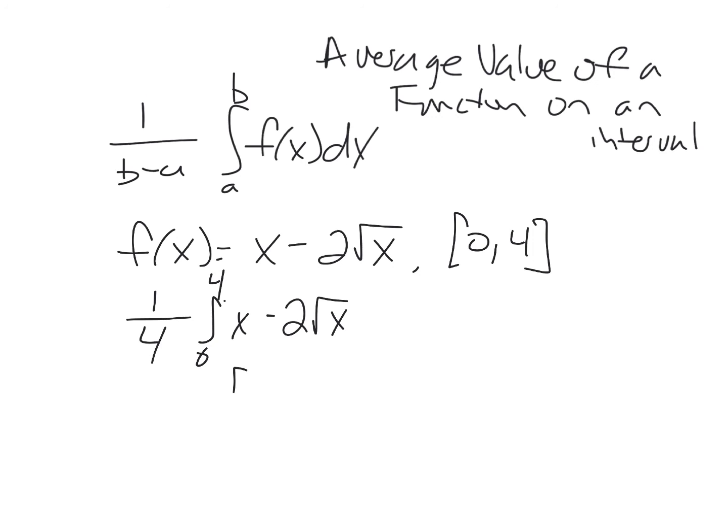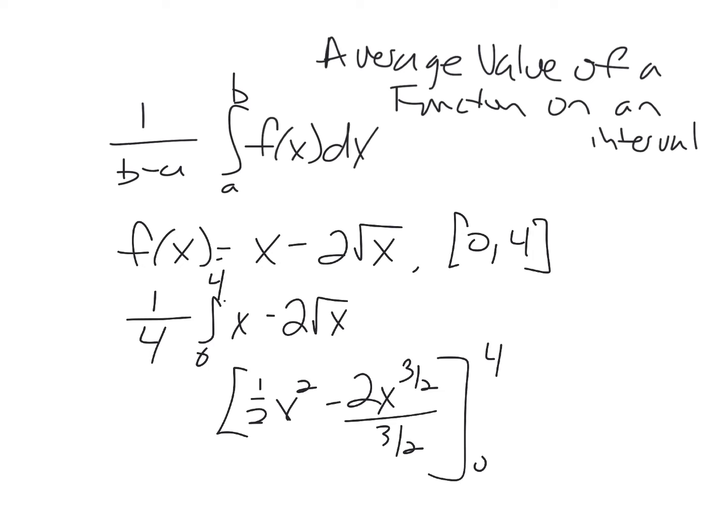So we integrate it. You get 1/2 x squared minus x to the 3 halves times 2 over our new radical, which is 3 over 2. And we're evaluating that from 0 to 4. Let's simplify. You're going to get 1/2 x squared. When you flip the fraction and multiply, you're going to get minus 4 over 3 x to the 3 halves, from 0 to 4. From 0 to 4, it's going to make it 0.